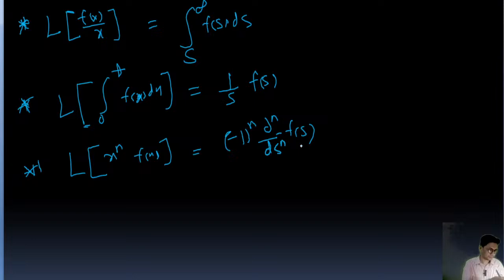Next is, okay guys, these are the properties, important properties. Now I'm going to solve questions. Okay, question is, first question, is Laplace transform of cos square ax. Okay, so you need to find the Laplace transform of cos square ax, using the properties which I have explained.